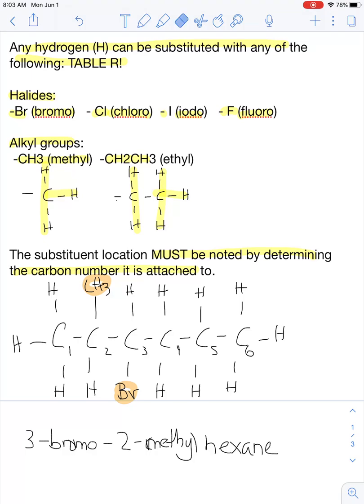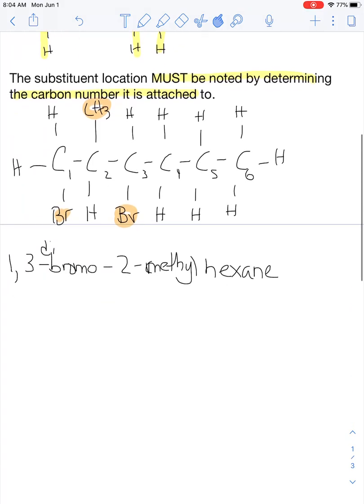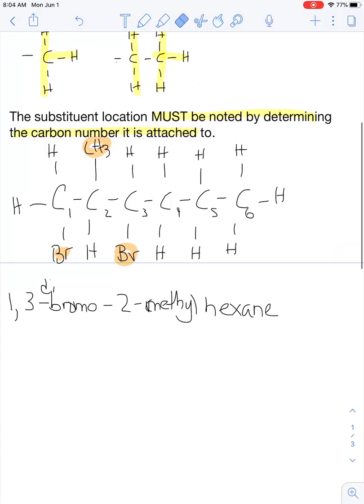The other thing that we talked about is if there are, let's just say I erase something and put another bromine here. So now I have another substituent. So the way I would name that is every single substituent needs its own carbon number. Because now I put 1 on the first, I would say 1, 3, and then I would say dibromo because there's 2-methylhexane.